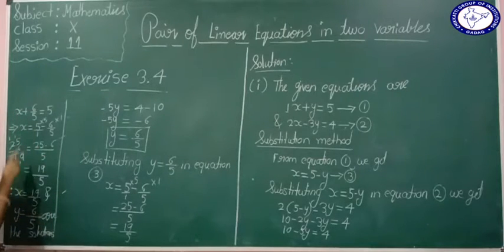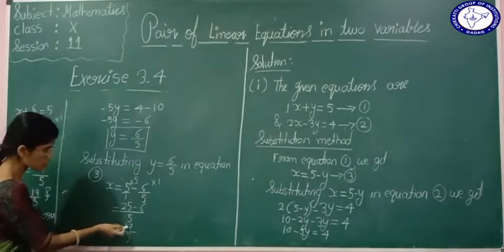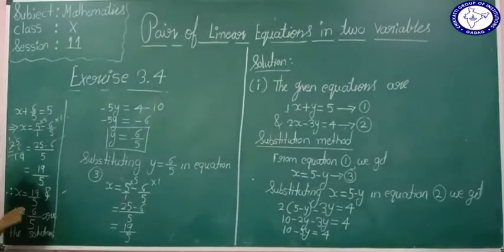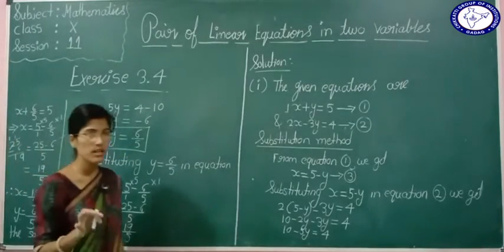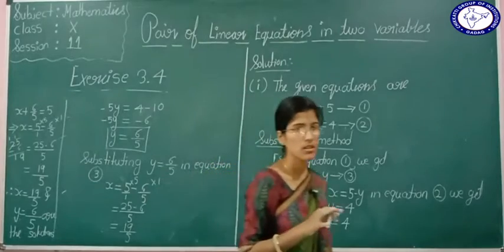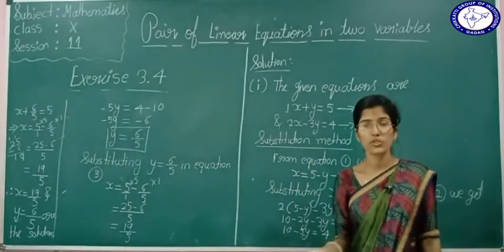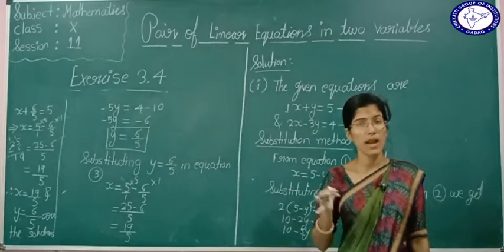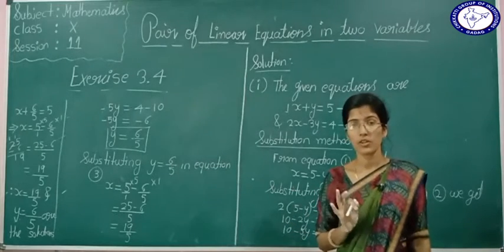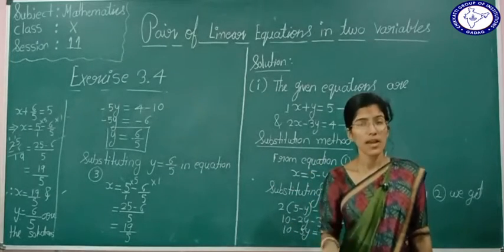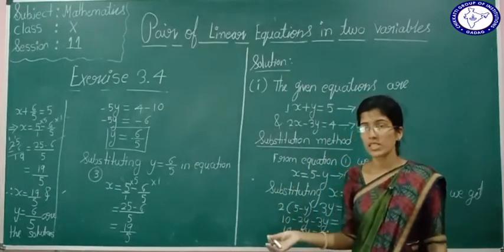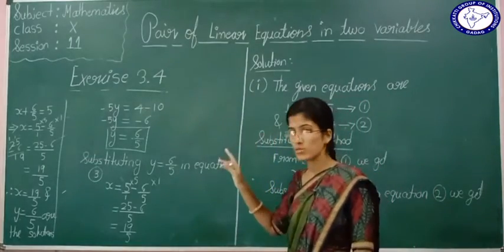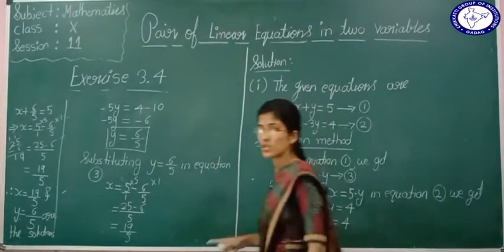See here, by elimination method we got the x value 19 by 5. Here by substitution method also the same answer. y is equal to 6 by 5. We got y is equal to 6 by 5 only. So don't be under the wrong impression that if you do by substitution method the answer will come different, or if you do by elimination method the answer will come different. No, these are only the methods. If you do by any method the answer will come same. Here they told to do by both methods. That's why I have done first by elimination method and this is about substitution method.